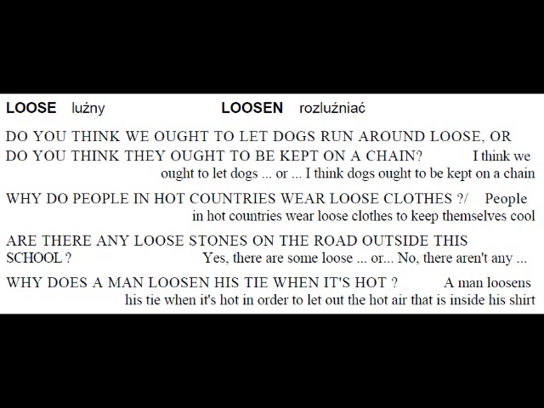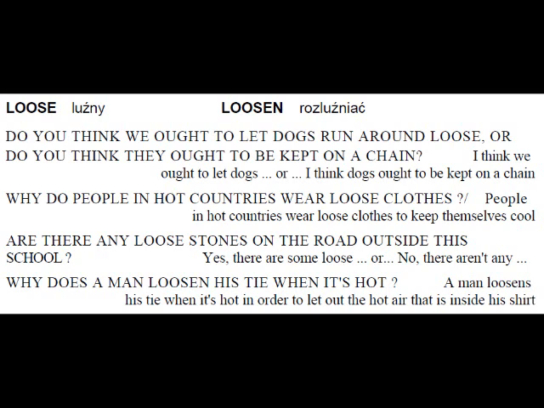Loose, loosen. Do you think we ought to let dogs run around loose, or do you think they ought to be kept on a chain? I think we ought to let dogs run around loose. Or, I think dogs ought to be kept on a chain. Why do people in hot countries wear loose clothes? People in hot countries wear loose clothes to keep themselves cool.